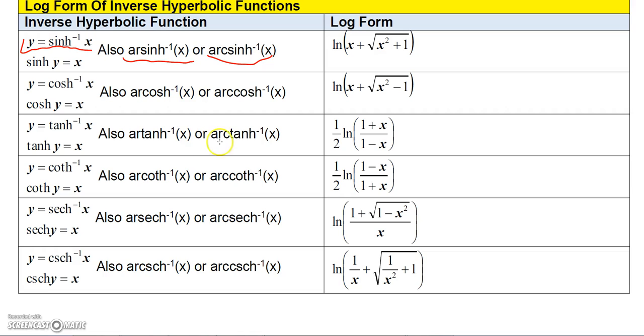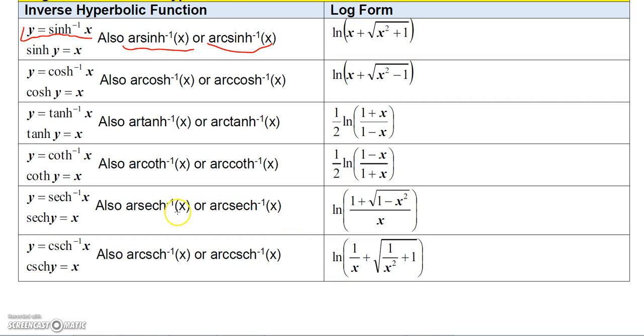And then I've also given you the inverse hyperbolic tangent here. It's written as 1/2 natural log of 1 plus x over 1 minus x. And then the inverse hyperbolic cotangent is 1/2 natural log of 1 minus x over 1 plus x. And then for the inverse hyperbolic secant, natural log of 1 plus the square root of 1 minus x squared all over x. And then for the inverse of the hyperbolic cosecant, natural log of 1 over x plus the square root of 1 over x squared plus 1.